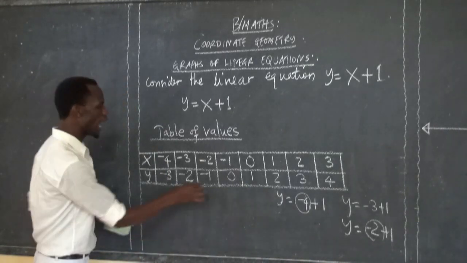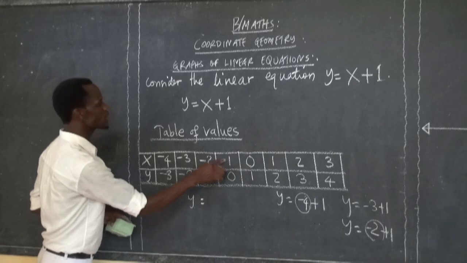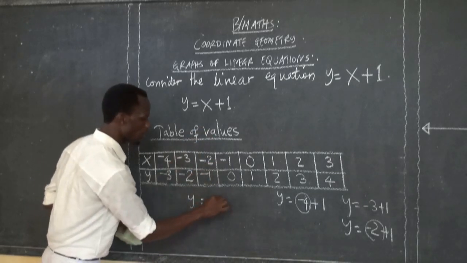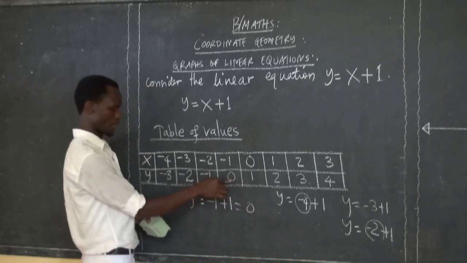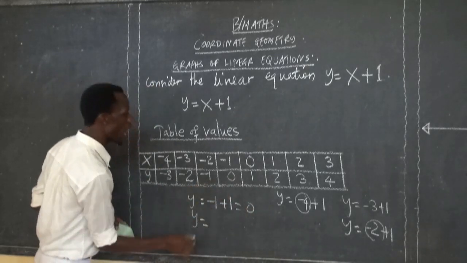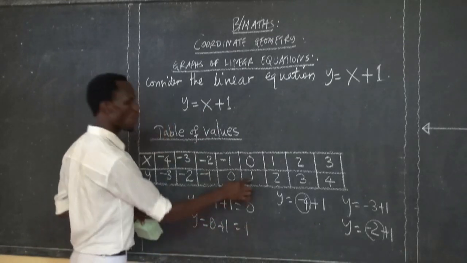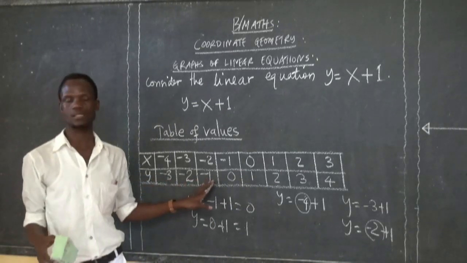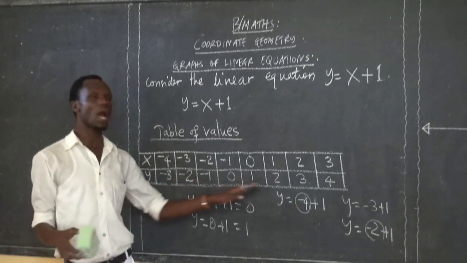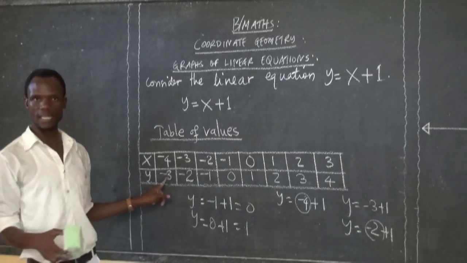Now, imagine if x is negative 1, then y is negative 1 plus 1, which is equal to 0. This is what we have written here. Then if x is equal to 0, y is 0 plus 1, which is equal to 1, it is here. But after you have filled out the data, definitely you understand how to move on. So what next?